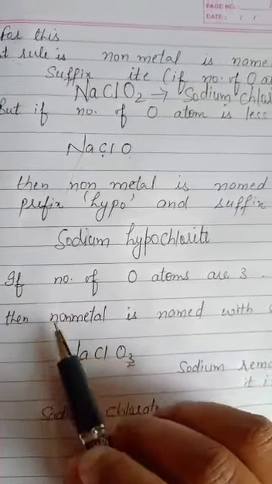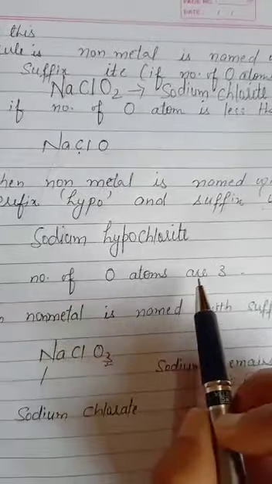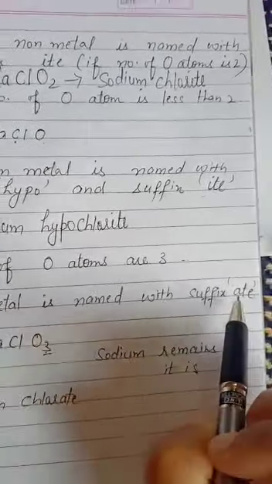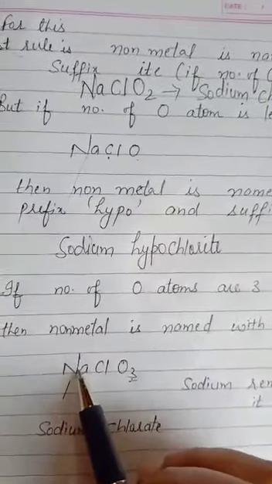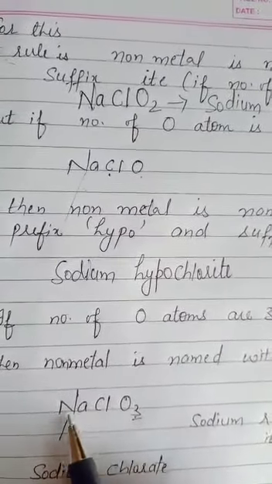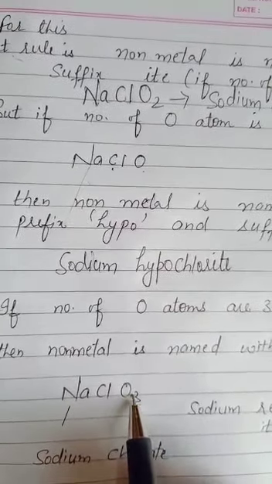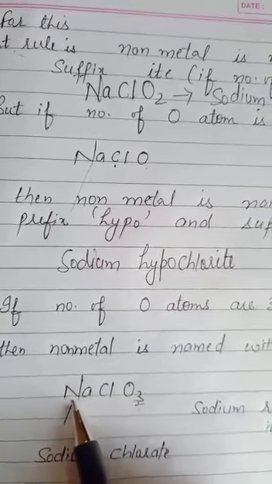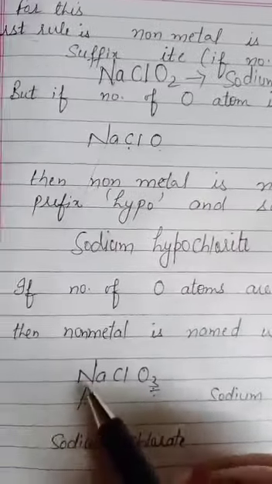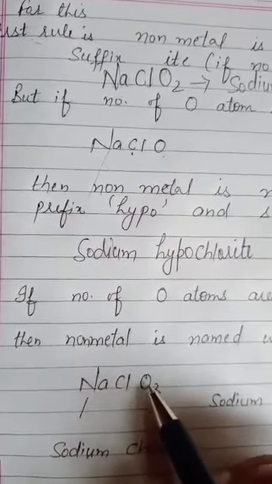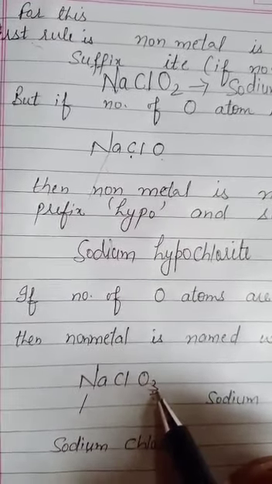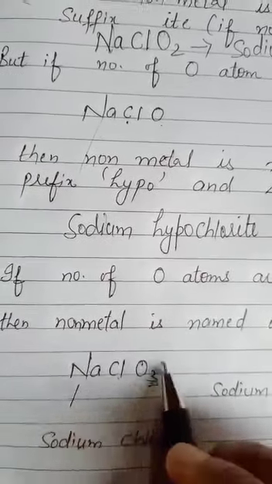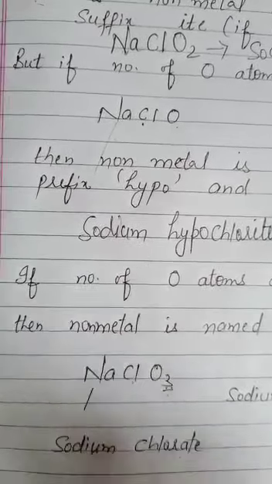According to the third rule, if the number of oxygen atoms is 3, then the non-metal is named with the suffix ate. So here this compound is formed by 2 elements and oxygen, and the number of oxygen atoms is 3 here. So sodium remains as it is, that means sodium. And if the number of oxygen atoms is 3, then with the non-metal we use the suffix ate. So its name becomes sodium chlorate.